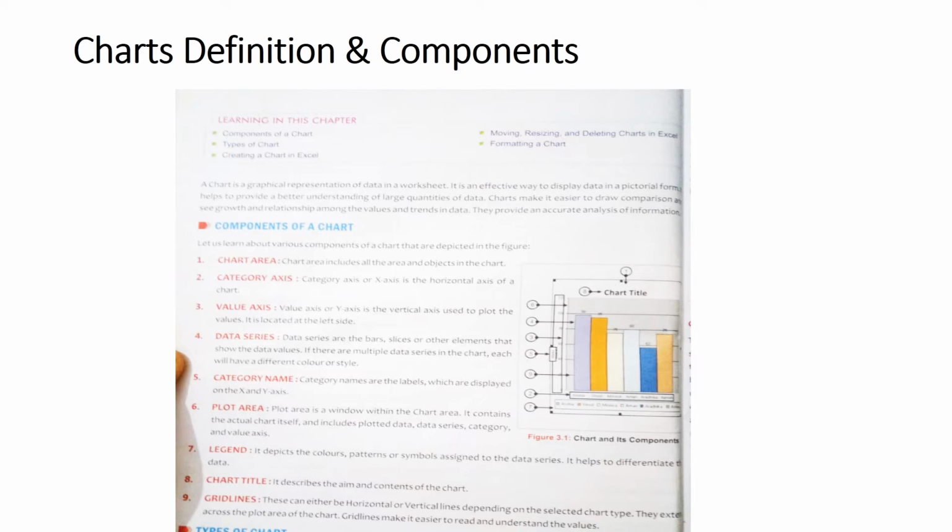As you can see here, there are multiple colors in the diagram: purple, orange, white, sky blue, and so on. Fine. So data series represent the data values of the chart, and they have different shapes and different colors. Next is the category name, that is labeled as number 5. Category names are the labels which are displayed on the x-axis and y-axis.